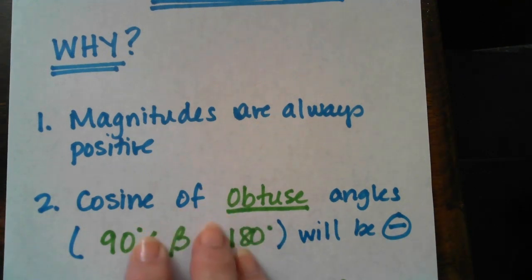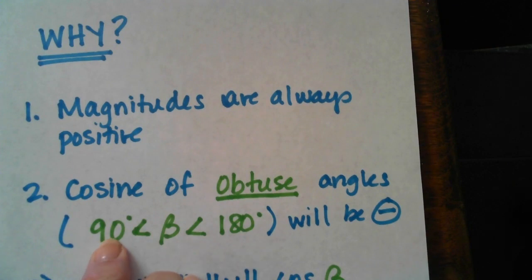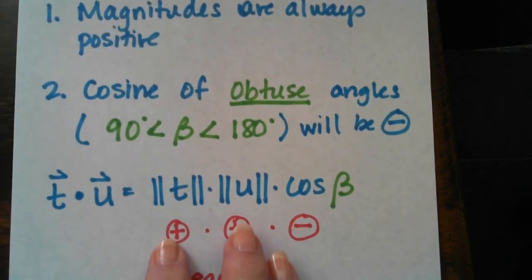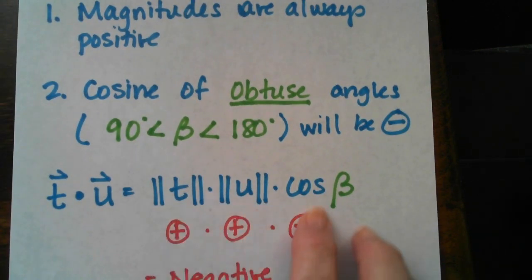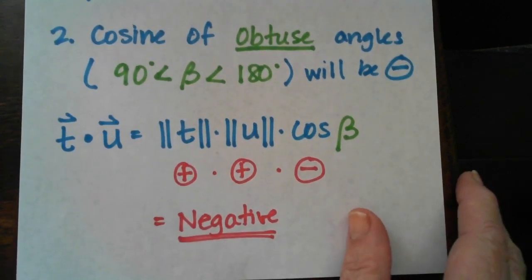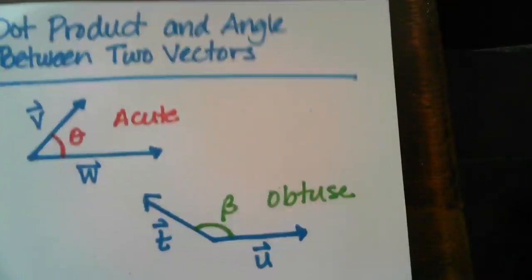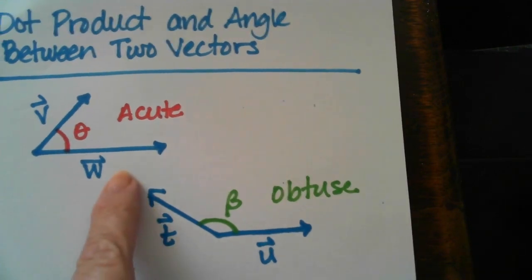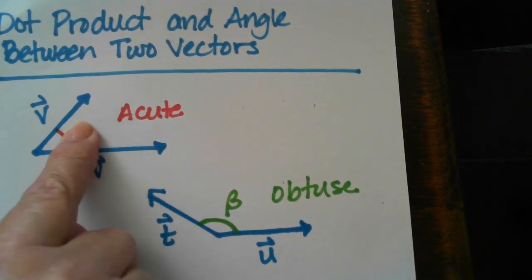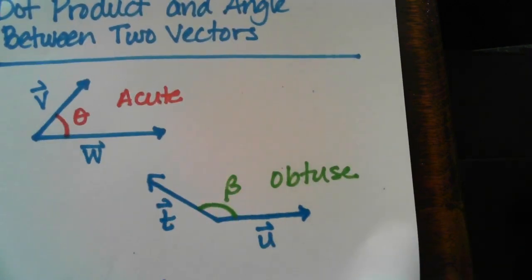Well, that's similar to all of those angles that are in quadrant 2, and in quadrant 2, cosine is negative. So any angle that is between 90 and 180 degrees is going to have a negative cosine. So when you do the dot product, you're going to get a positive times a positive, the magnitudes, times a negative, which means you're going to get a negative. So that was looking at the situation of acute versus obtuse angles between two vectors. In the acute case, the dot product will always be positive. In the case where we've got an obtuse angle, the dot product will always be negative.